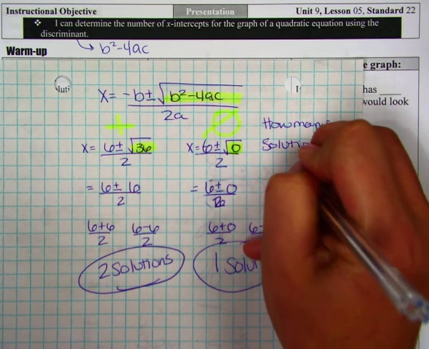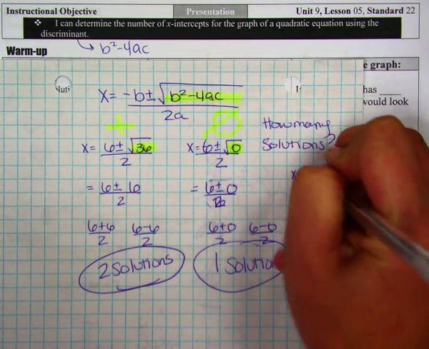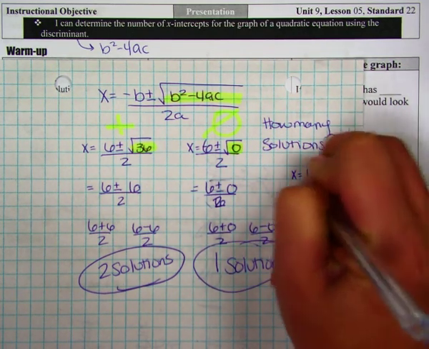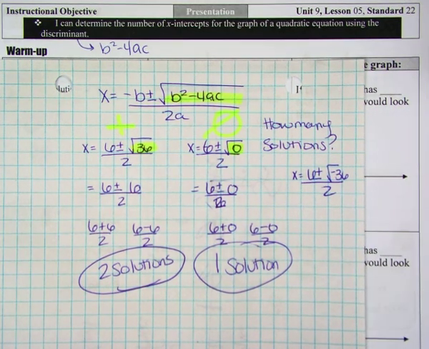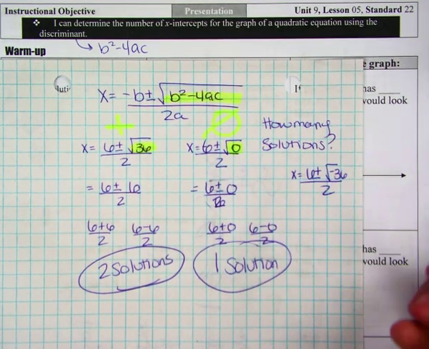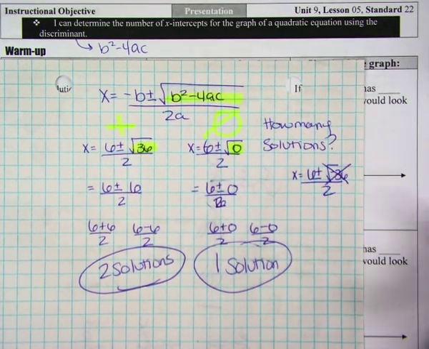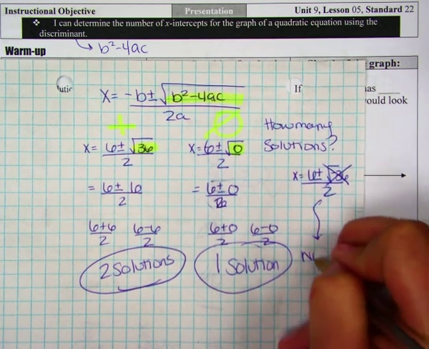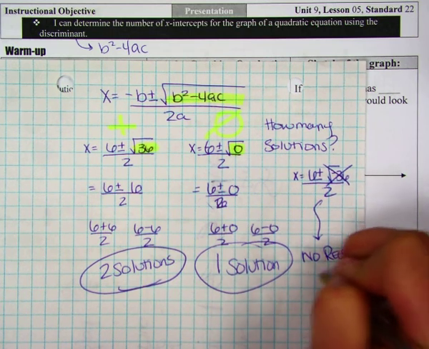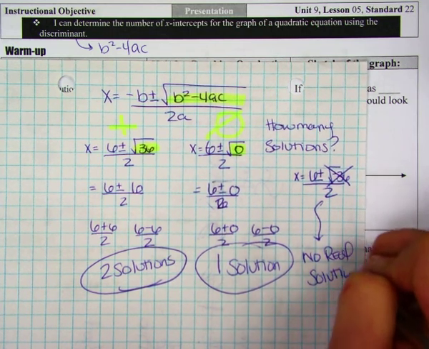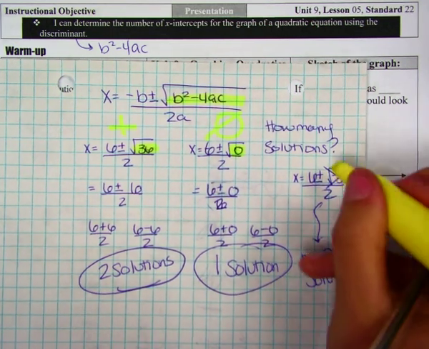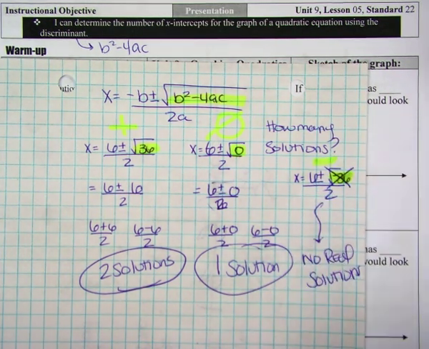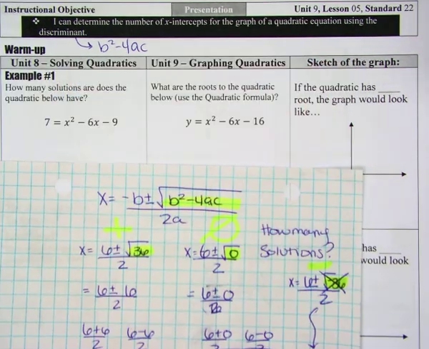Lastly, if you have x equals 6 plus or minus the square root of negative 36 divided by 2, well, you can't take the square root of a negative number. You just can't do it. So this whole thing doesn't exist. There are no real solutions. And this is when the discriminant was negative. So we're going to build on this idea for today's lesson.